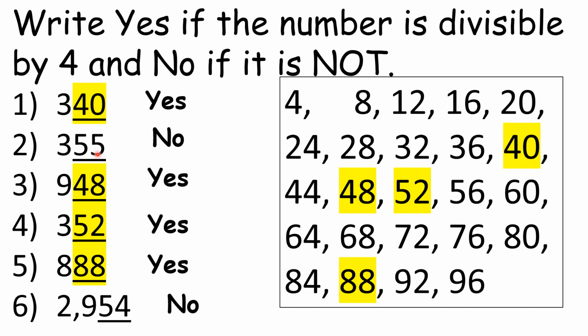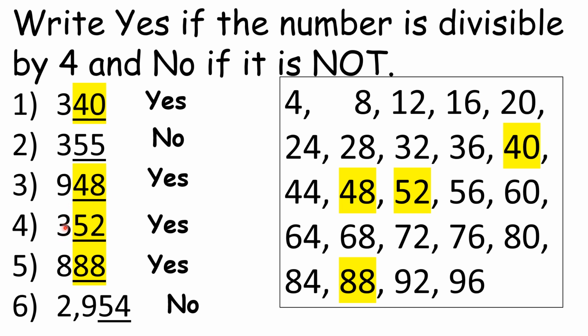Next is 355. This number is not divisible by 4 because the last two digits are not a multiple of 4. It is not included here in the list. 948. 48 is a multiple of 4. That's why 948 is divisible by 4.